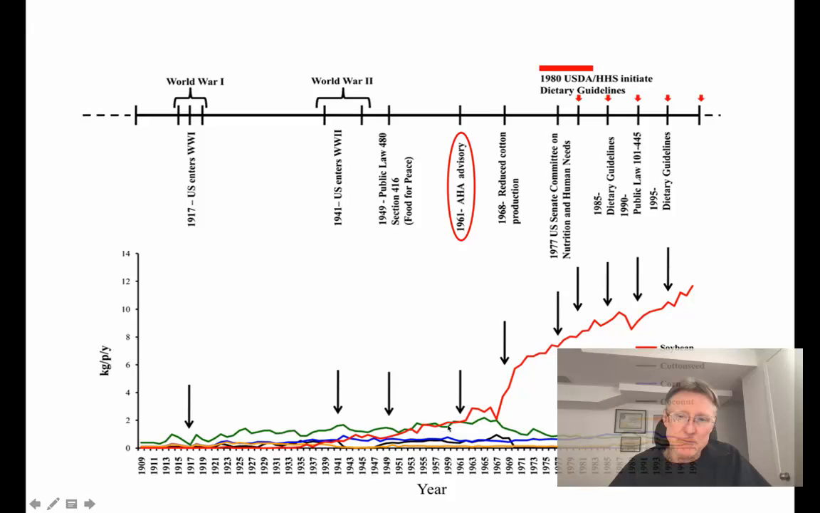But there are two events that I want to point out here that really changed how people consume these oils. It was in 1961 when the American Heart Association started to recommend that people take more mono and polyunsaturated fats and eliminate or significantly reduce saturated fat. The reason was the idea that saturated fat causes heart disease. The American Heart Association put out an advisory saying that you should avoid saturated fat and eat more unsaturated.